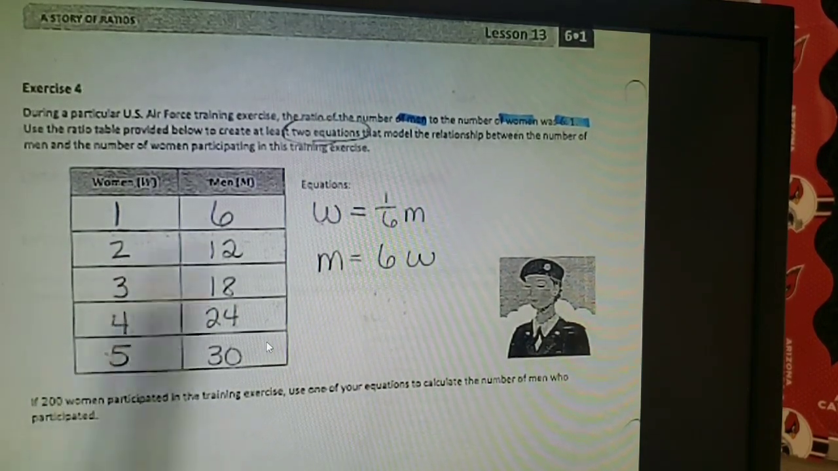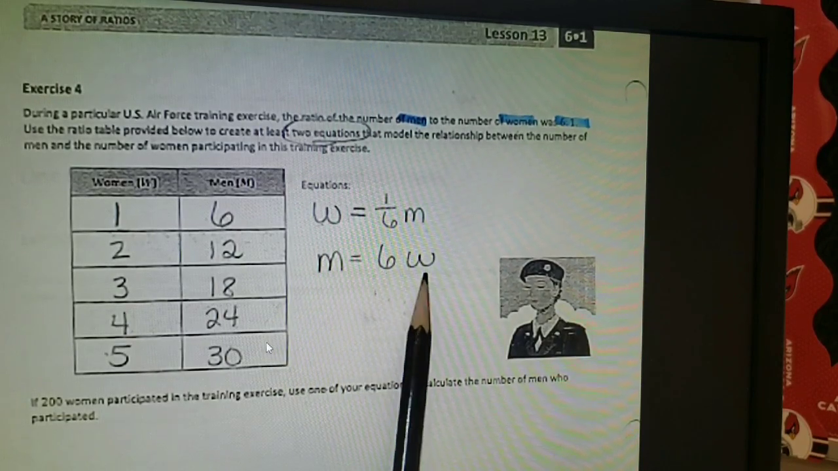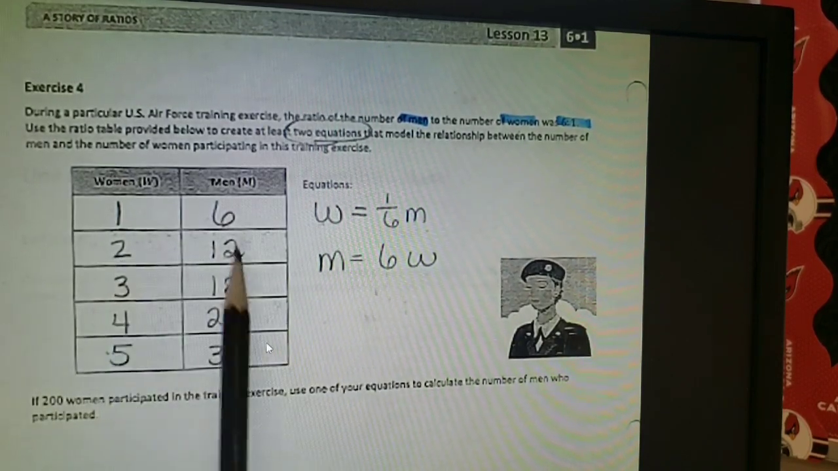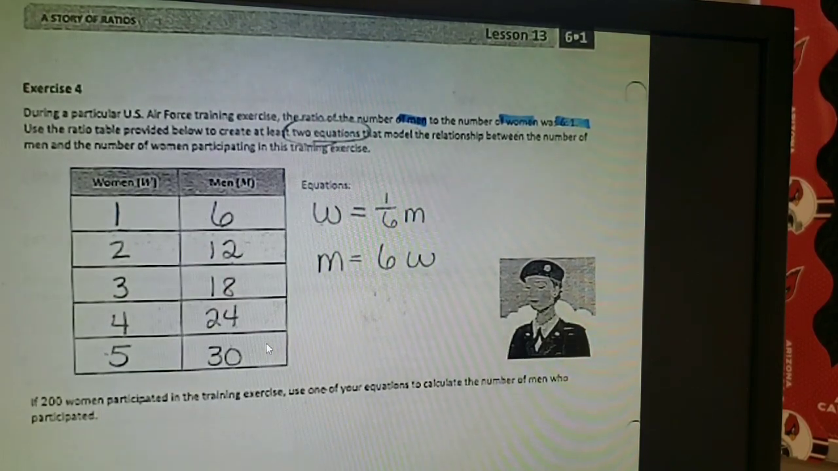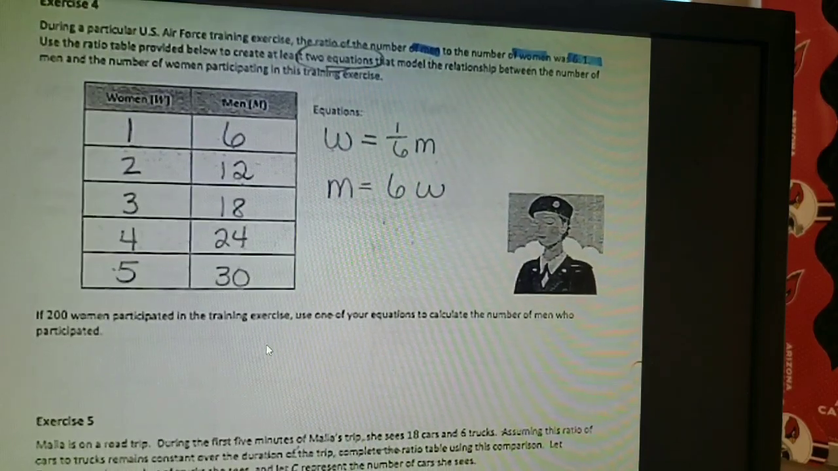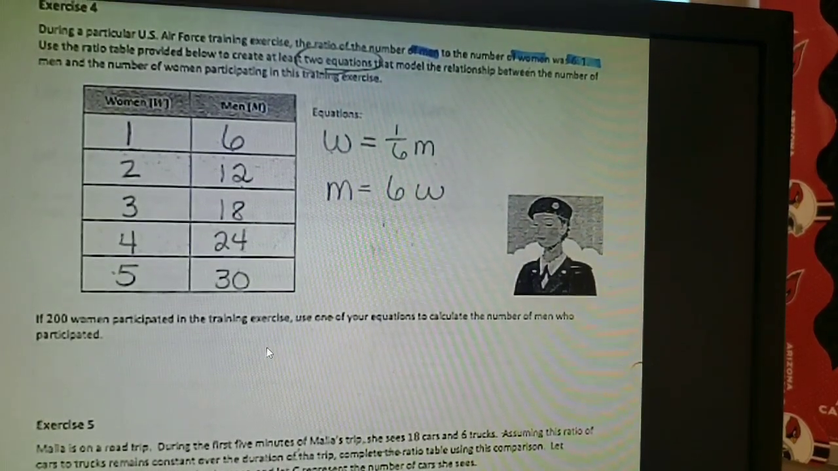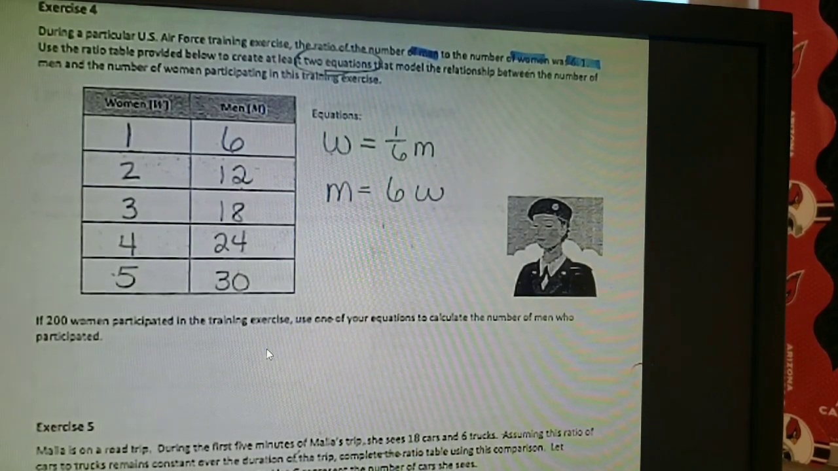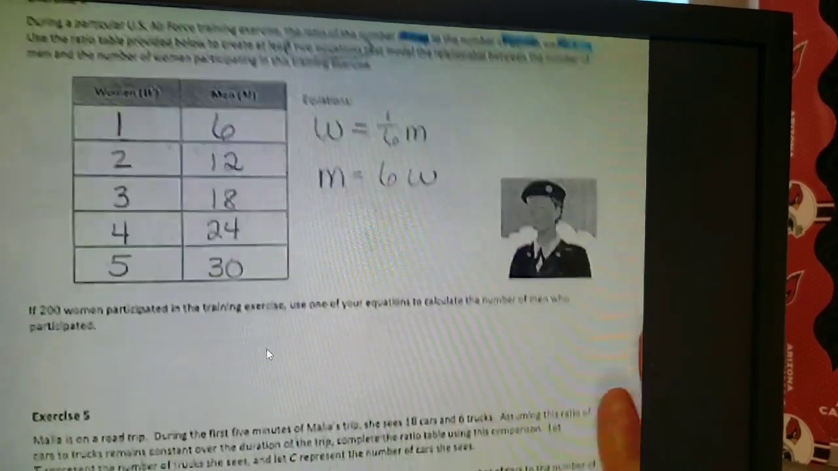Whereas if I was taking the women and I want to multiply it times something to get the men, I would have to multiply by 6 to get the men. Then we have: if 200 women participated in the training course, use one of your equations to calculate the number of men who participated. So you could use either one.